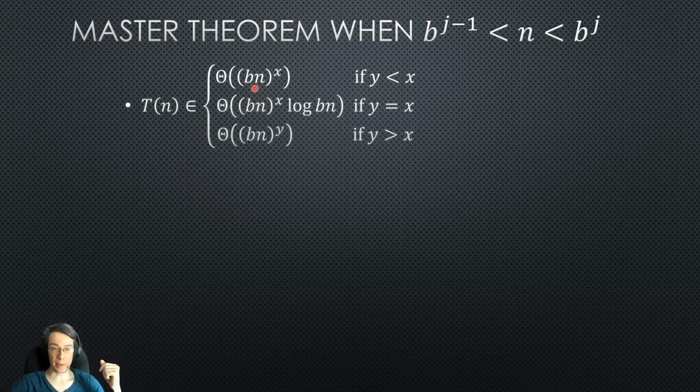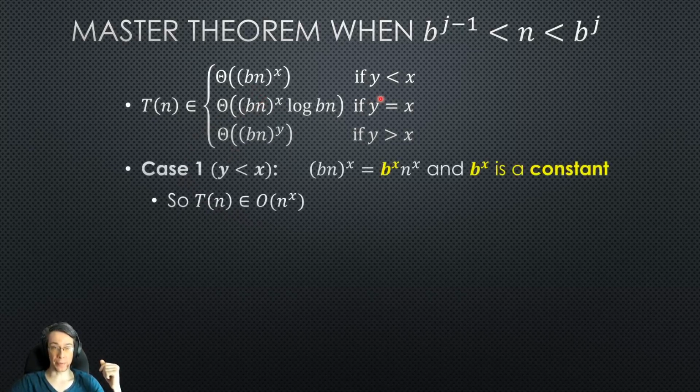So I copy the expression up here. Let's consider the three cases where y is less than x, y is equal to x, y is greater than x. So the first case, y is less than x, we have b times n all to the x. That's b to the x, n to the x. And b to the x is a constant, because x is log base b of a, where a and b are both constants. At any rate, b to the x is a constant.